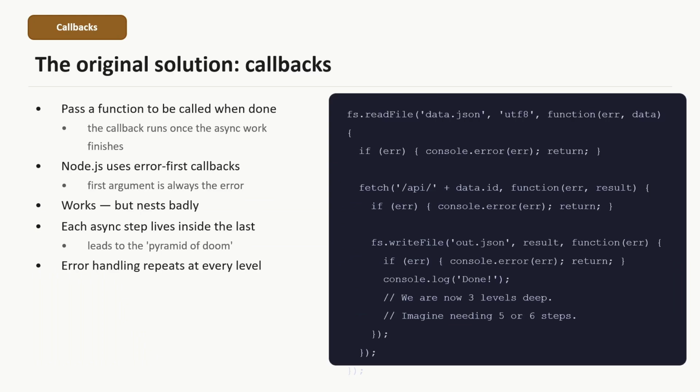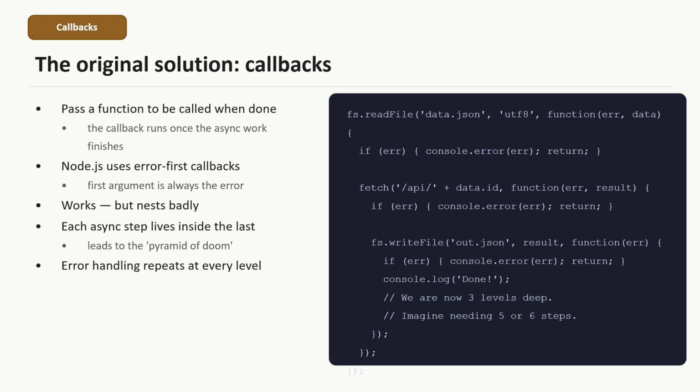So the original solution were these things called callbacks. The idea is essentially that instead of waiting for the result, you pass a function, a callback, and the system calls it when the work is done. Node.js established a convention where the first argument is always the error. If it's null, everything's fine, otherwise handle it.